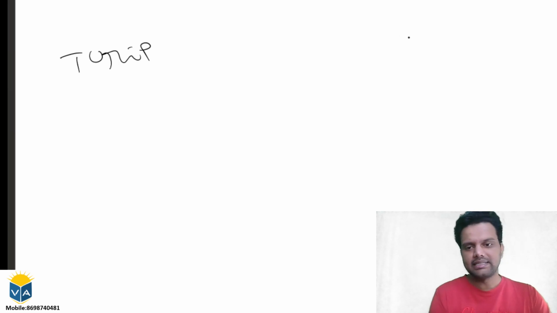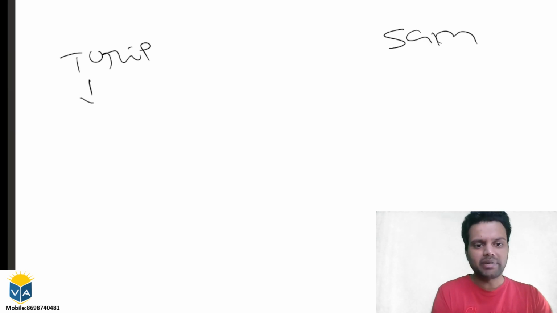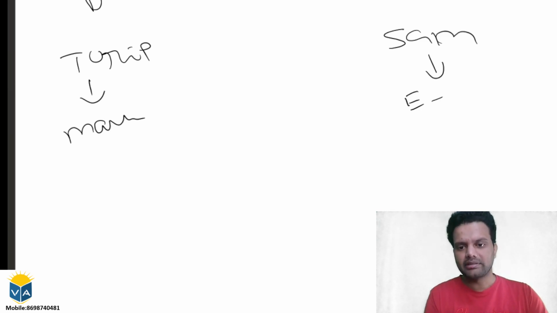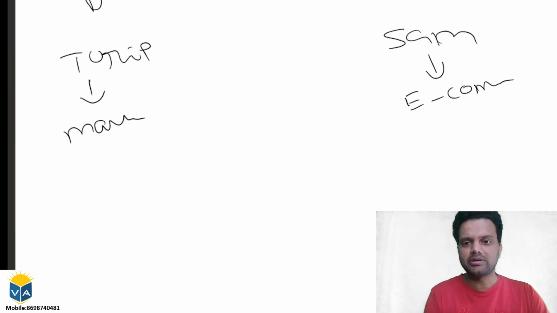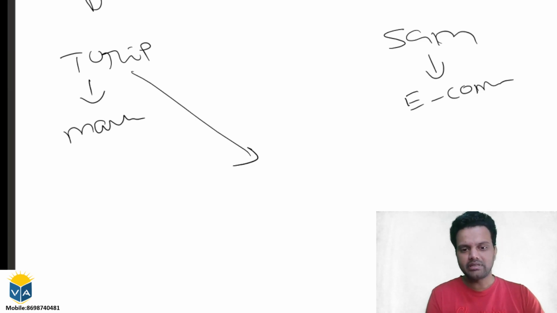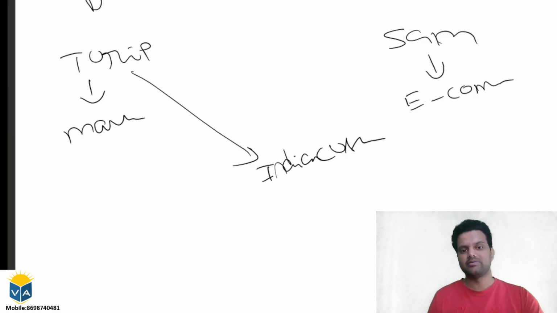In this particular case, there is a company called Turnip, and there is a company called Sam. Turnip is a manufacturer and it is based in country D. Sam is an e-commerce operator and it is based in country Y. Turnip is based out of country D and Sam is based out of country Y, and Turnip wants to grab the Indian business, the Indian customers.